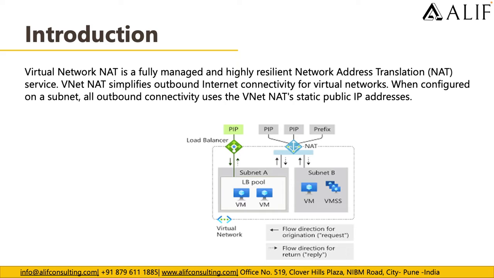Okay, right? That is not really practical with the load balancer, because for the load balancer you need to create a load balancer, then create pools and manage a lot of things there. With the NAT gateway, it's pretty simple. You just need to attach the NAT gateway to the subnet, and all the VMs will automatically use the NAT gateway public IP for the outbound connection.